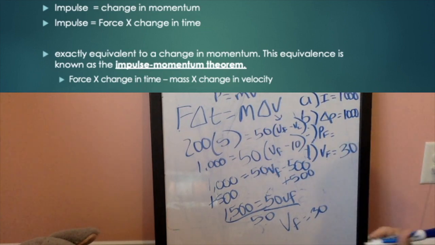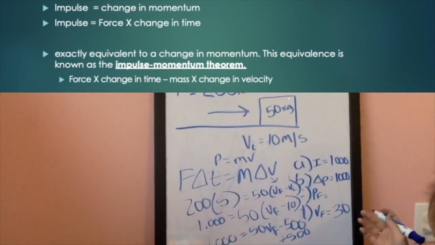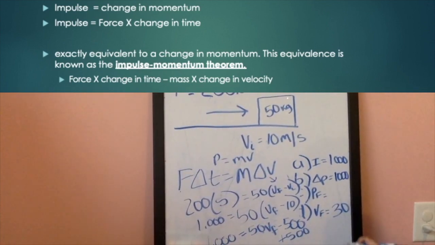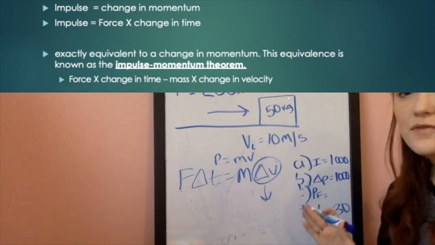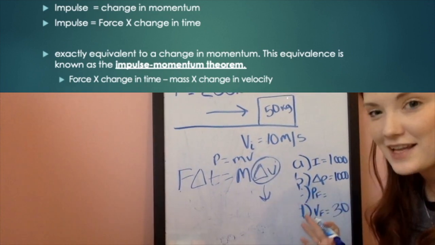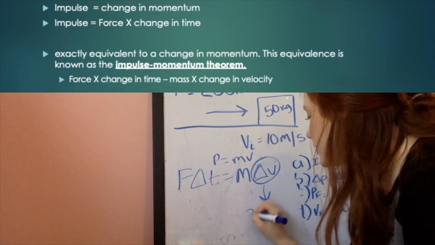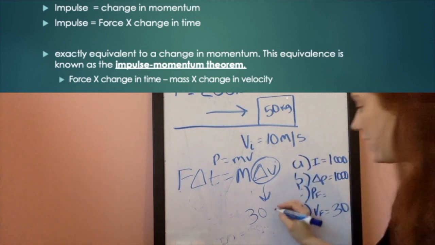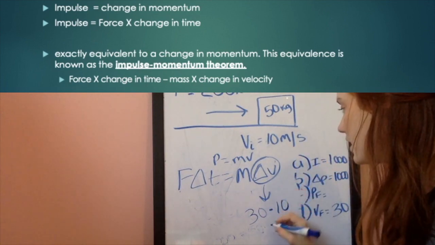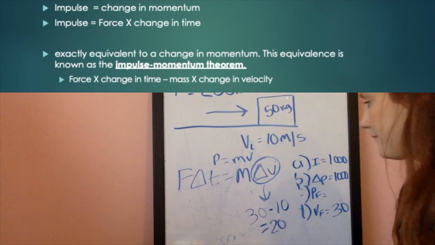All right, but remember, that's what our final velocity equals. That's not what our change in velocity equals. What would our change in velocity equal? Change in velocity is going to be equal to our final velocity minus our initial. So we've just found our final. So it's going to be equal to 30 minus how much? 10, right? Because we got that in the beginning of the problem. So our change in velocity is going to equal 20.